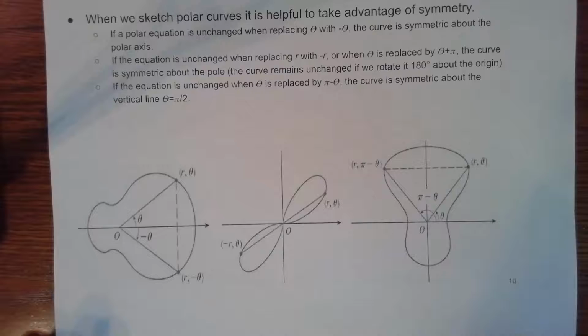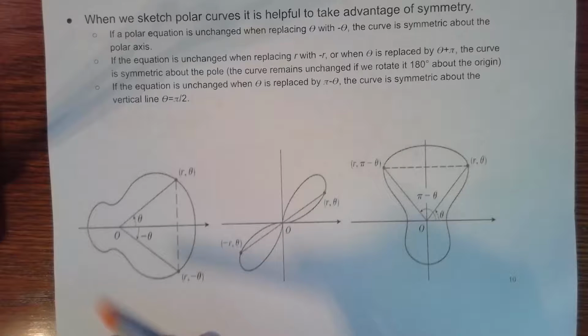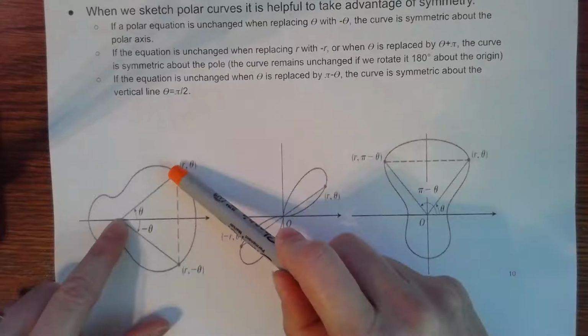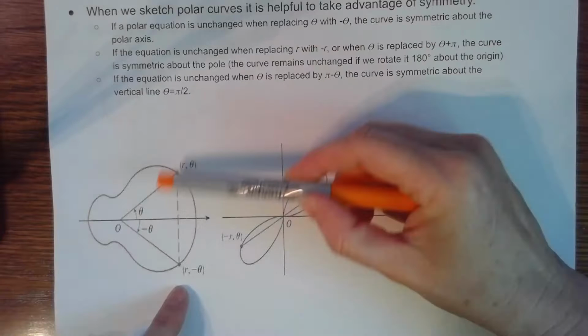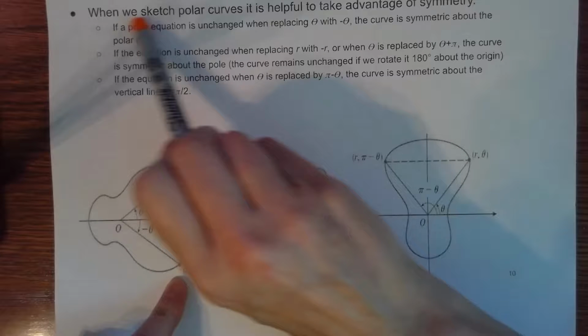Okay, so if a polar equation is unchanged when we replace theta with negative theta, the curve is symmetric about the polar axis. And we have a picture. So let's say I have a point at theta, r. And if I put negative theta in instead, I still get r. So the equation is unchanged. I get the same r. So if I put negative theta in and got the same r, notice that those points are basically a reflection over the polar axis. So it's symmetric about the polar axis. Okay, so that's a visualization of what happens in this first case.